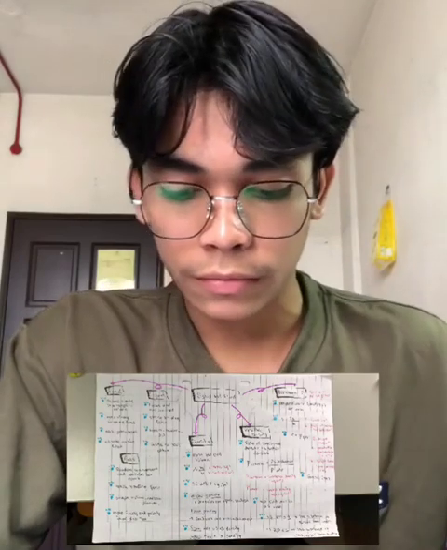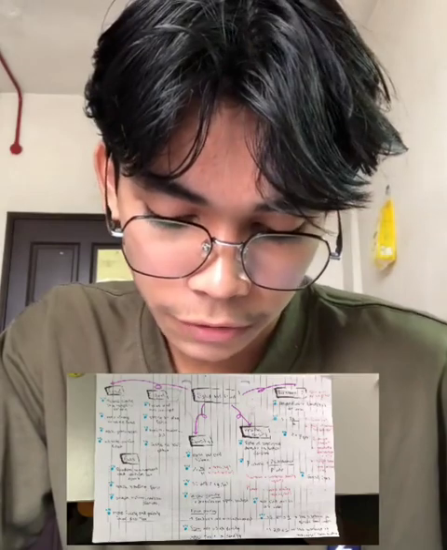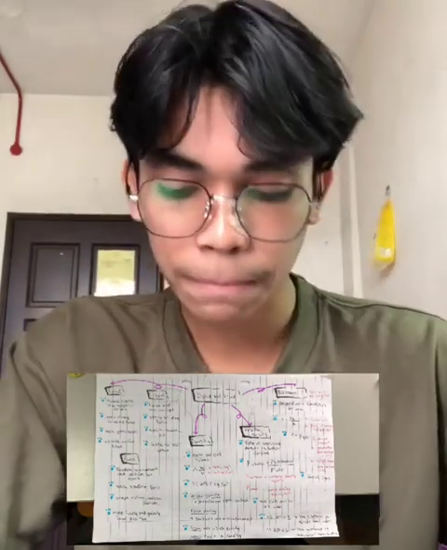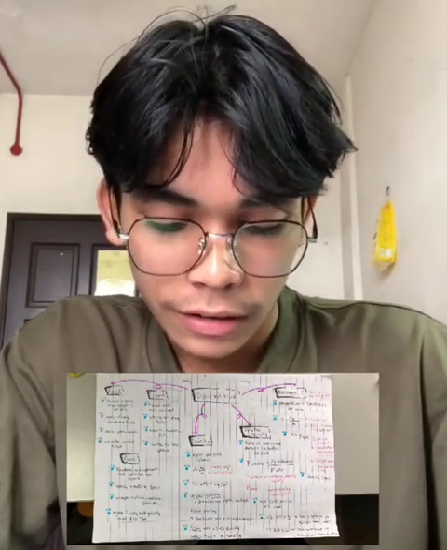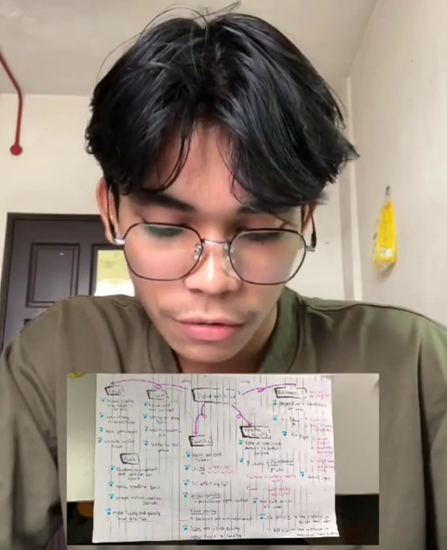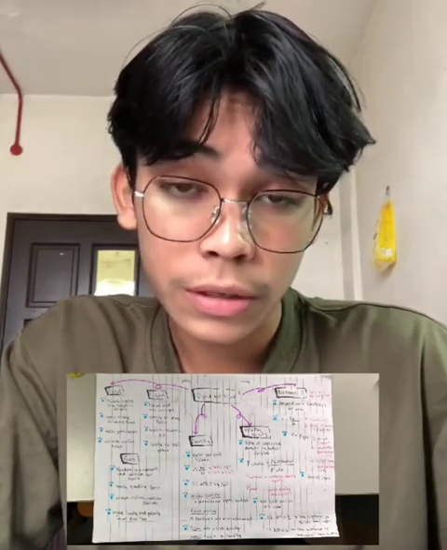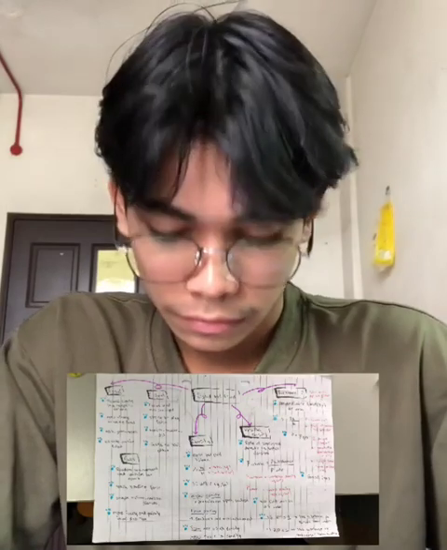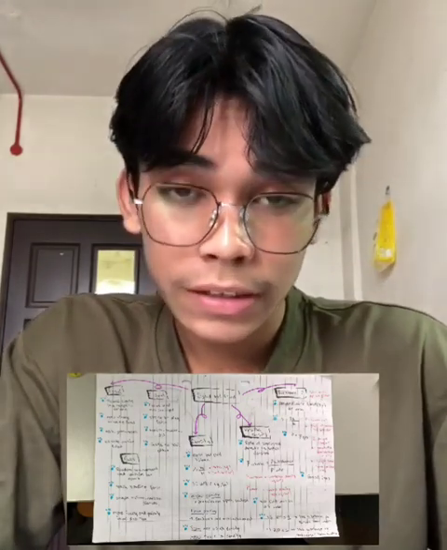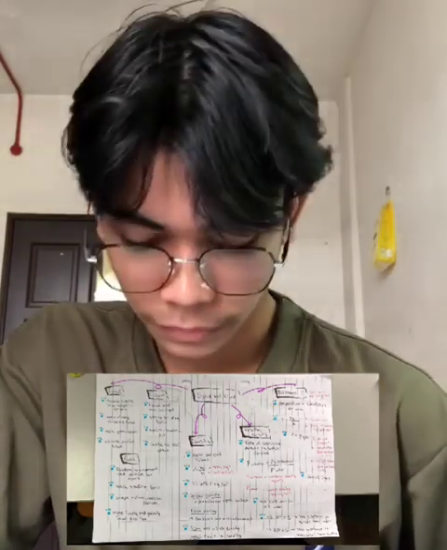Next is relative density. Relative density means the ratio of a substance's density to water's density. The formula is rho relative equals rho substance over rho water. Relative density does not have a unit because it is a ratio.